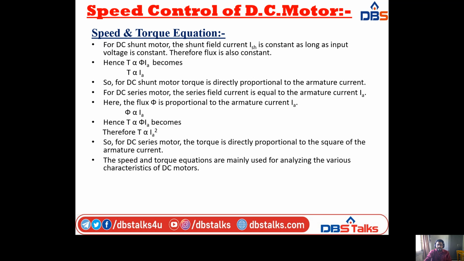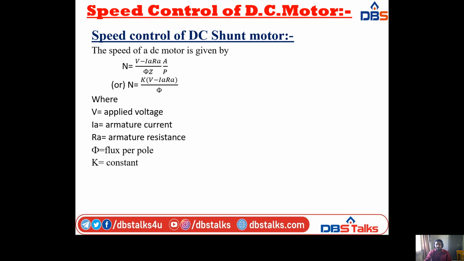Next, coming to our main topic, that is speed control methods of DC motors. Firstly, we will see the speed control of DC shunt motor. The speed of a DC motor is given by, as I already said in the previous slides, the speed equation N is equal to V minus IaRa by phi Z into A by P.